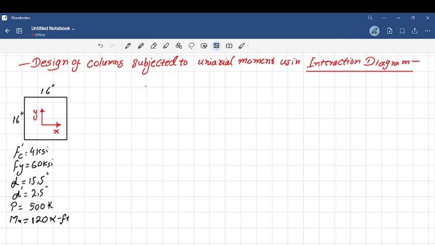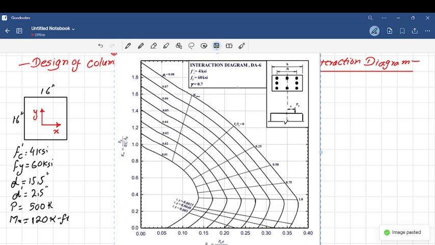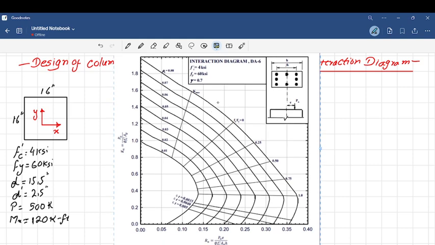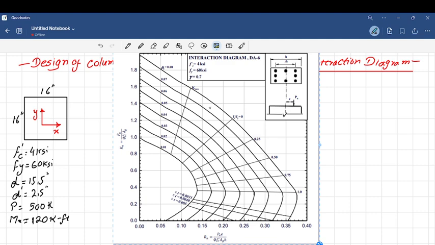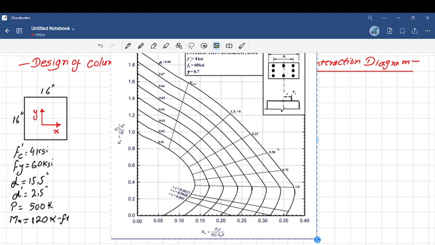Let me show you the interaction diagram. This is the interaction diagram that we are going to use. This is just a sample, because the interaction diagram depends on three different things: the concrete strength, the steel strength, and the gamma value, which we will see further on. Based on these values, we select a specific interaction diagram, and then based on two factors, Kn and Rn, we select the steel ratio, the reinforcement ratio, for our column cross section. So let's start the design procedure.